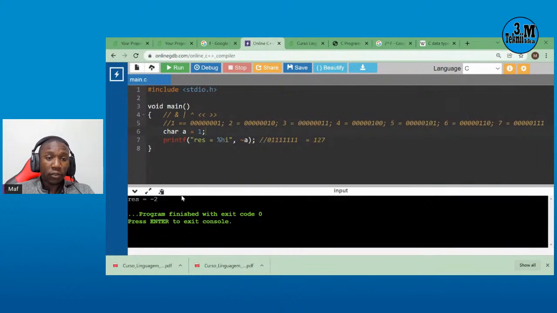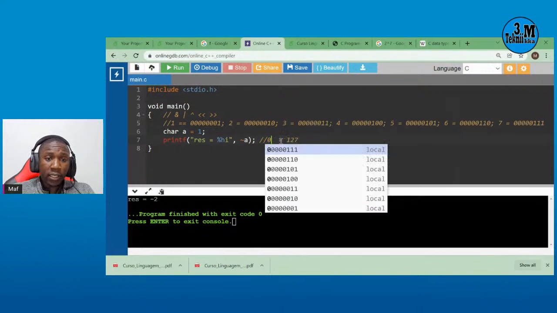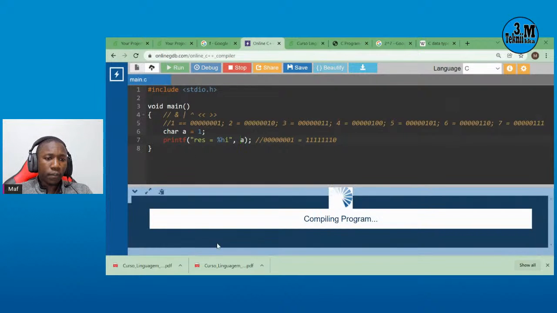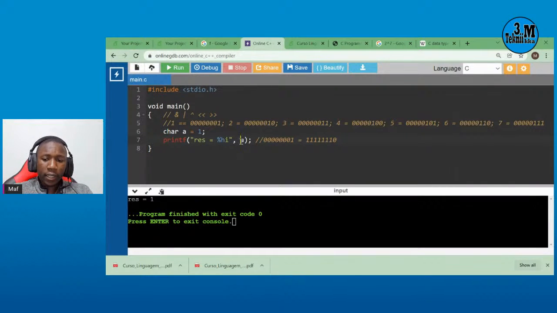Okay, -2, because -2 is something like 0 and then 1, 2, 3, 4, 5, 6, 7, and then 1. This is 1, and the negation of 1 is something like 1, 2, 3, 4, 5, 6, 7, 0. Okay, like this. A is 1. This is 1. The negation of A is -2.